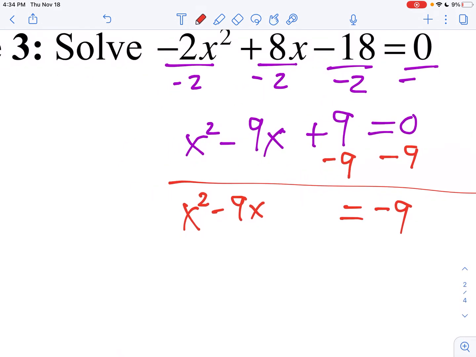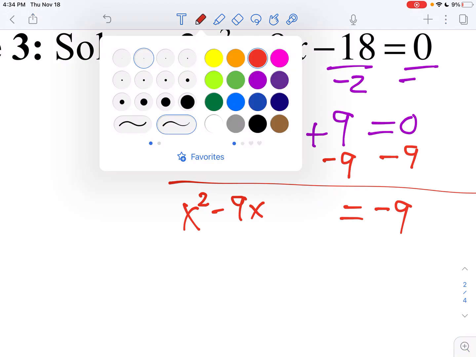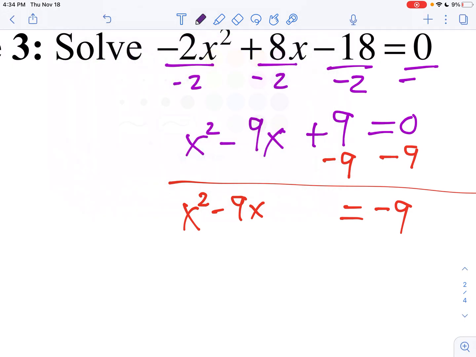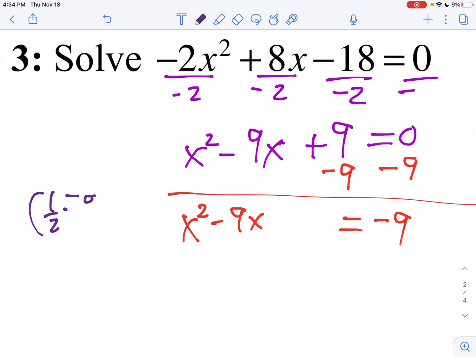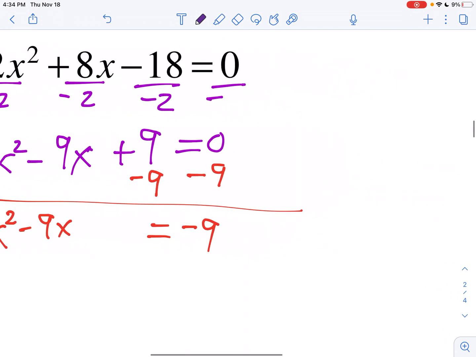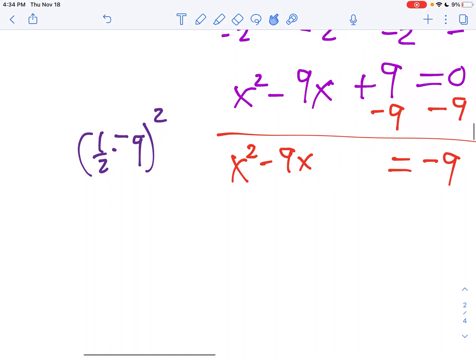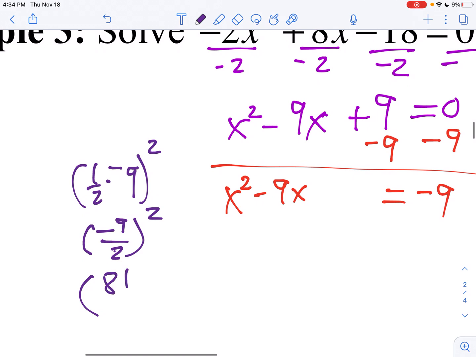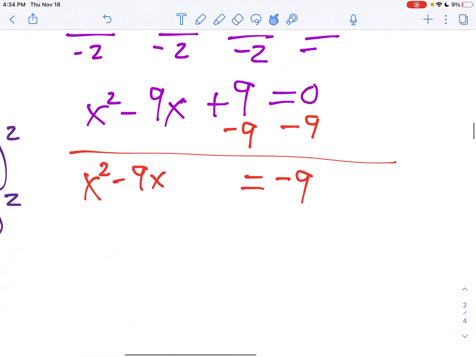So now I'm going to go to the side. I'm going to take half my middle term, so I'm going to take half of negative 9, and I'm going to square that. Well, half of negative 9 is negative 9 over 2, and I'm going to square that. Well, that will be 81 over 4. So I'm going to add 81 over 4 to both sides.